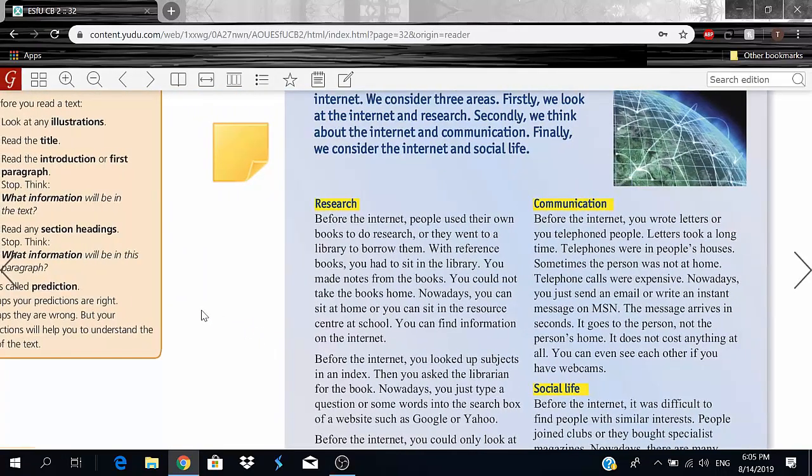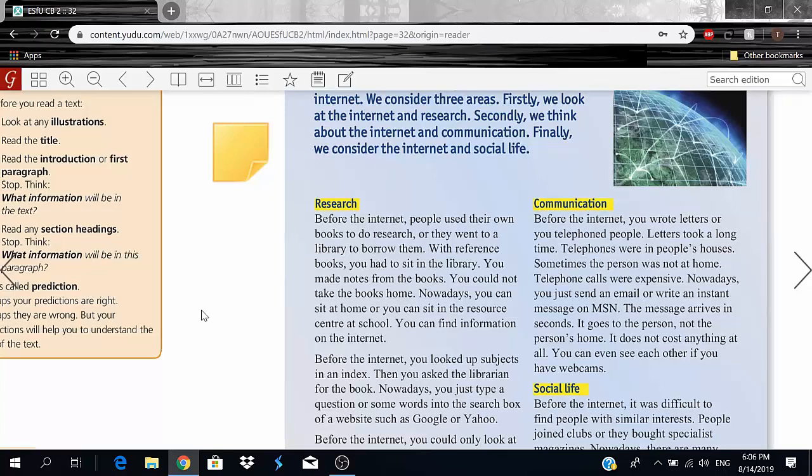Communication. Before the internet, you wrote letters or you telephoned people. Letters took a long time. Telephones were in people's houses. Sometimes the person was not at home. Telephone calls were expensive.